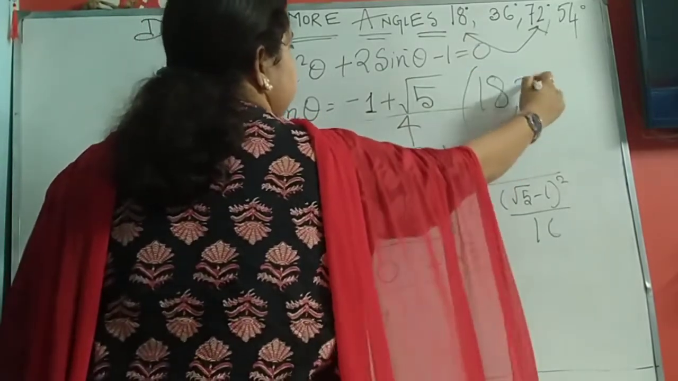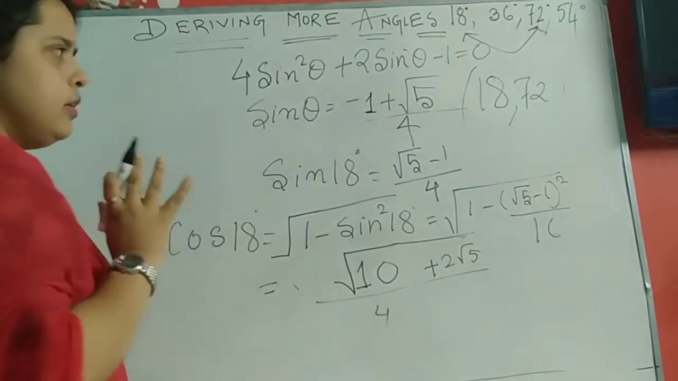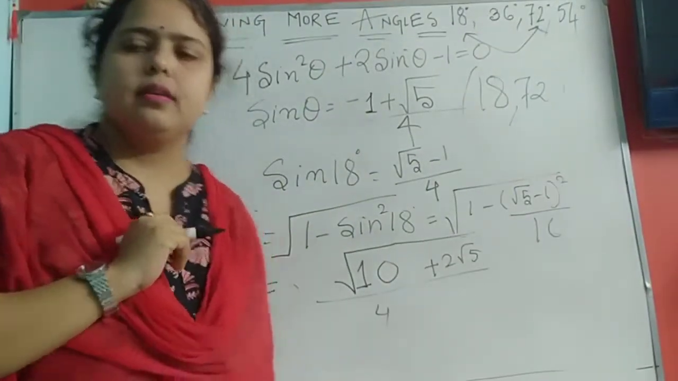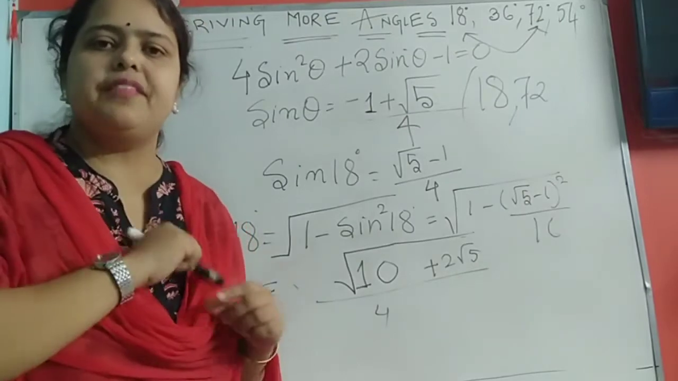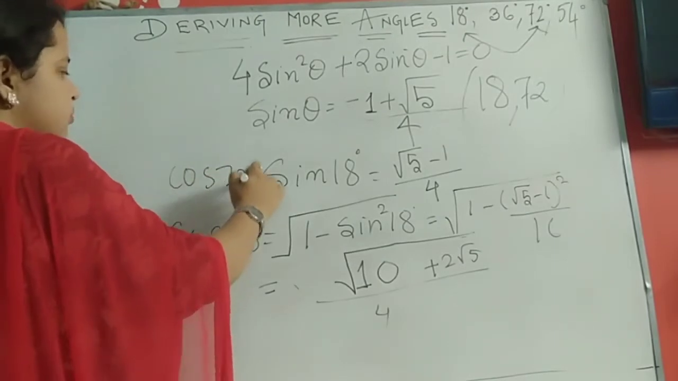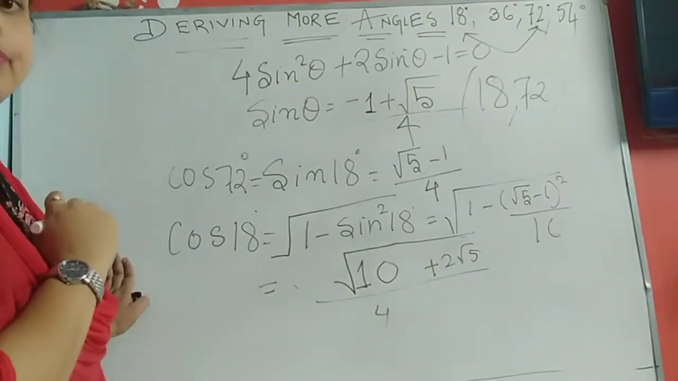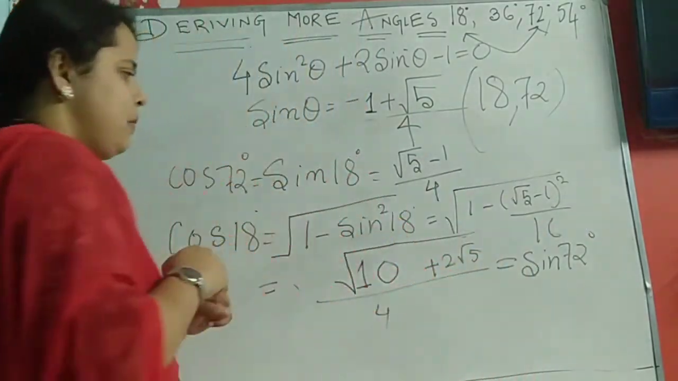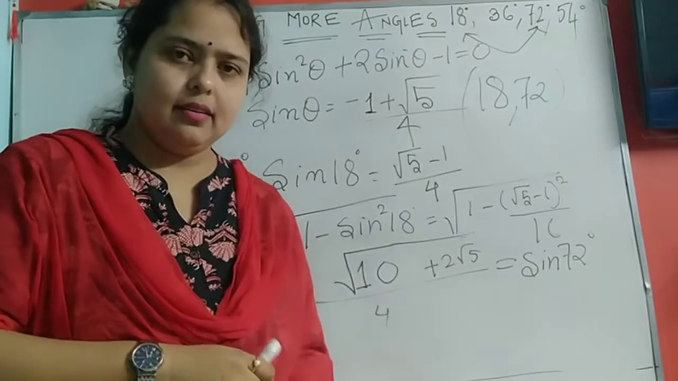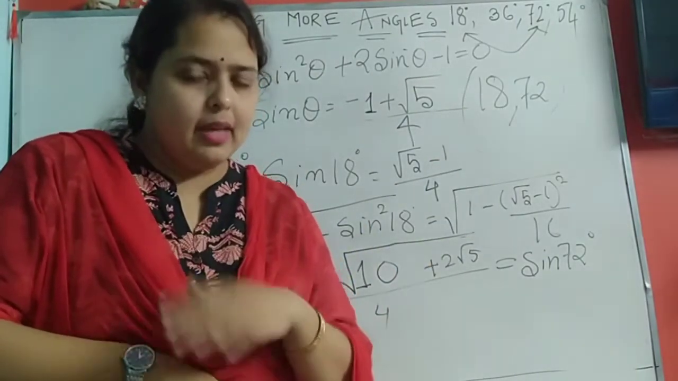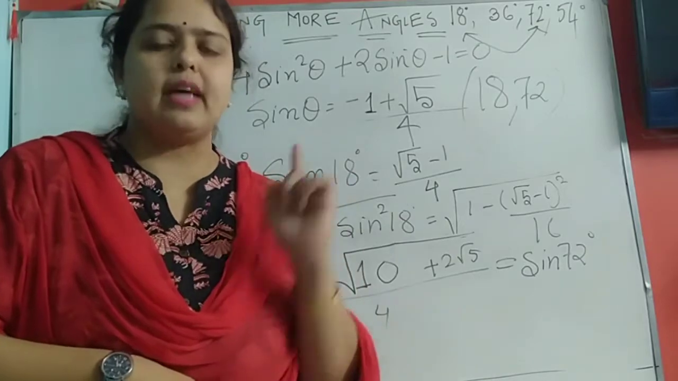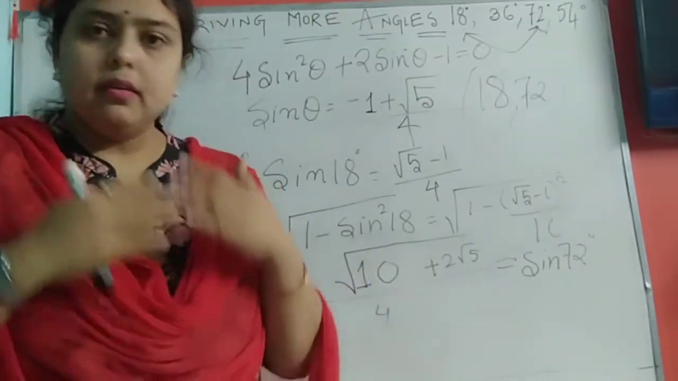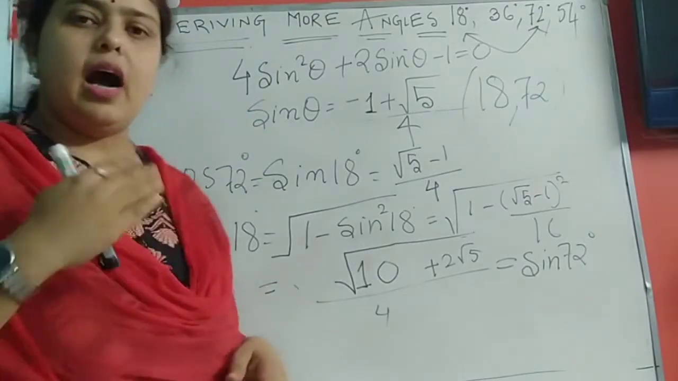18, 72. So, what can we conclude from that? Sin 18 will be equal to cos 72. Yes? So, can I put here cos 72 also? Yes, we can put. And this is cos 18. Can I write it equals sin 72? So, I found only sin 18. Thereby I found cos 18. Thereby I found cos 72, sin 72. So, see, 4 sets of formulas are out in front of you.